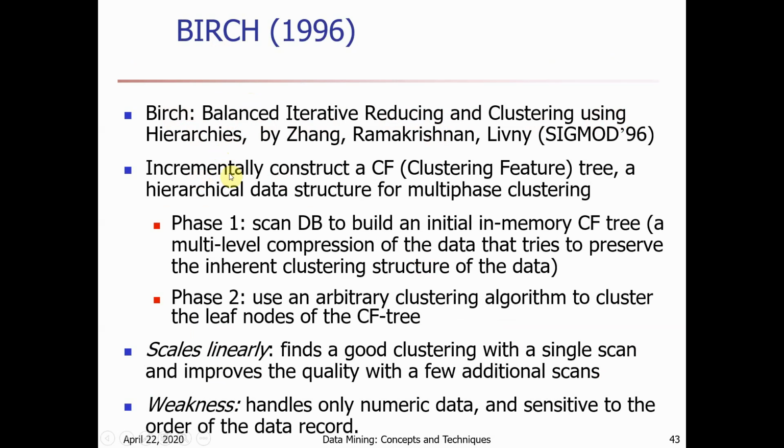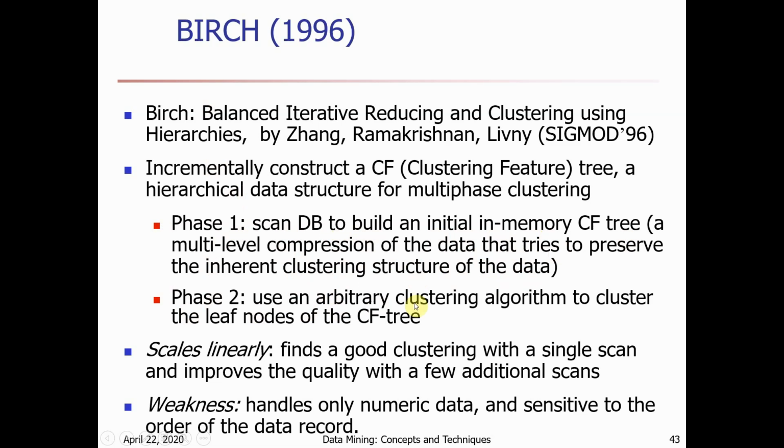In the BIRCH technique we mainly use a CF tree. Without constructing the CF tree we are not performing the clustering. CF means clustering feature tree, a hierarchical data structure for multi-phase clustering, right? In BIRCH we have two phases. First, scan the DB to build an initial in-memory CF tree, a multi-level compression of the data that tries to preserve the inherent clustering structure of the data.